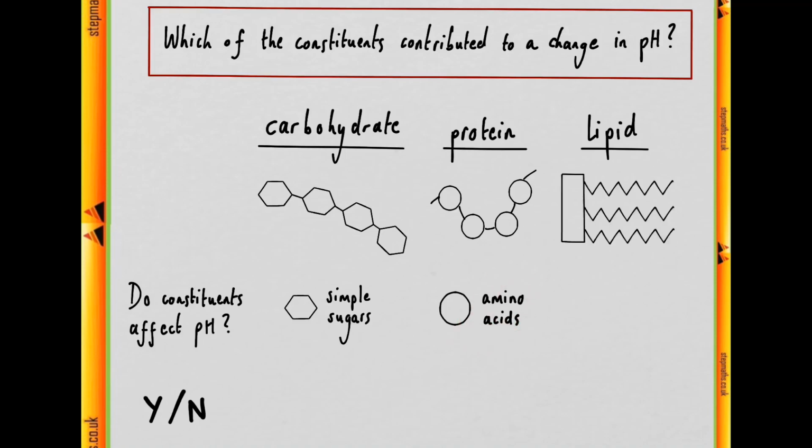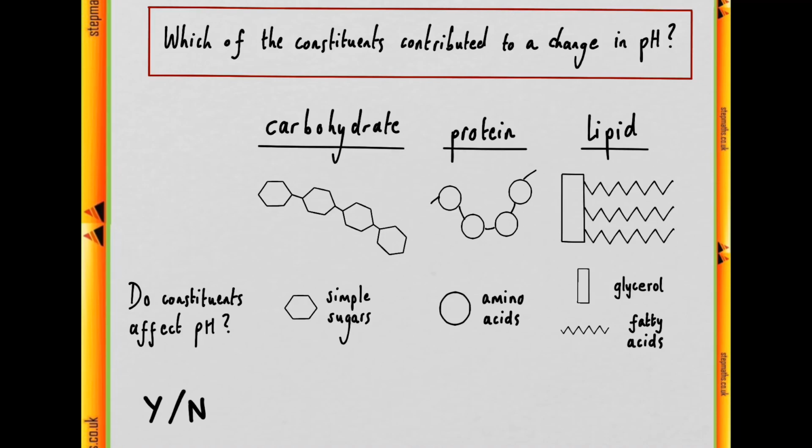Before we get to that, let's have a look at lipids. Lipids are composed of these two structures, glycerol being the backbone and these being fatty acids. So a lipid which has 3 fatty acids is termed a triglyceride, which is quite a common form. So would they affect pH?